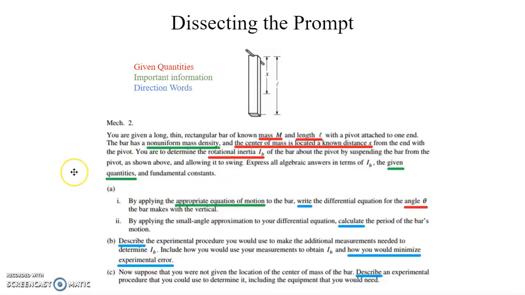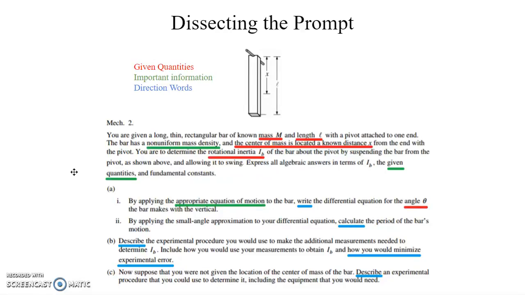You are to determine the rotational inertia IB of the bar about the pivot by suspending the bar from the pivot as shown above and allowing it to swing. Express all answers in terms of rotational inertia, or IB, the given quantities, and fundamental constants.